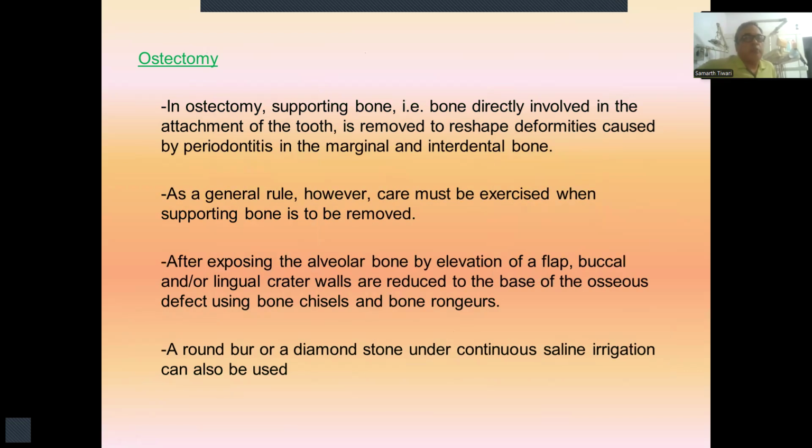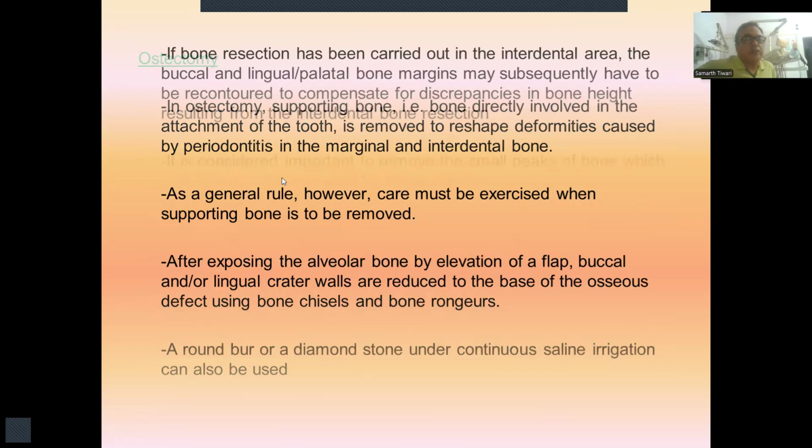After exposing the alveolar bone by elevation of the flap, buccal and/or lingual crater walls are reduced to the base of the osseous defect using a bone chisel and bone rongeurs. A round bur or diamond stone under continuous saline irrigation can also be used.